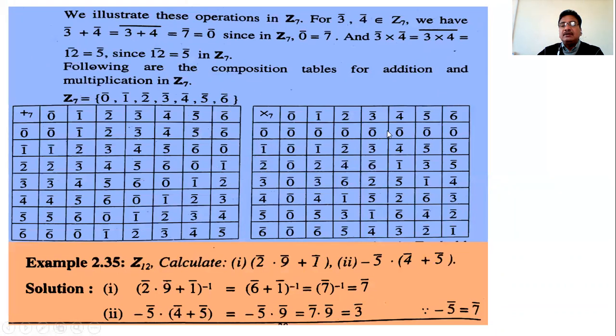Then 2 bar into 4 bar is 1 bar. So 2 bar and 4 bar, their multiplication is 1 bar. 3 bar and 5 bar is 1 bar. 4 bar and 2 bar is 1 bar. 5 bar and 3 bar is 1 bar. 6 bar into 6 bar is 1 bar.